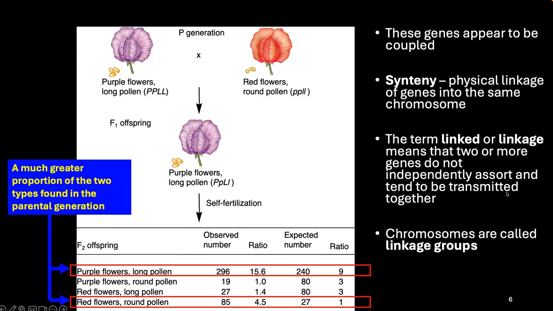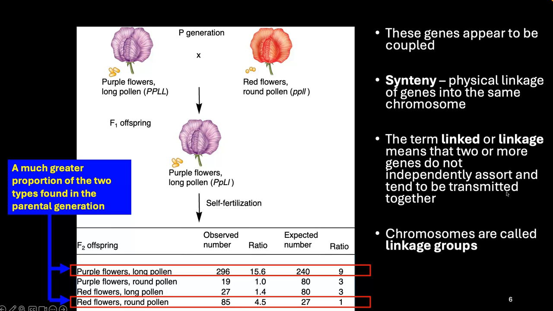We don't see that here. If we look at the observed number, we see way more purple long pollen and red round pollen than we would expect relative to the purple round and red long. This is especially glaring in the red flowers with round pollen, as this should be our least abundant group under independent assortment. But in fact, it's the second most abundant.